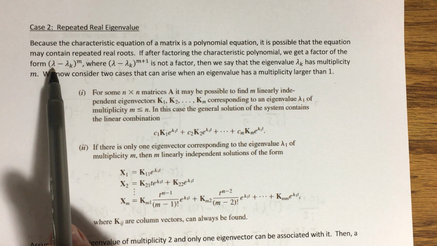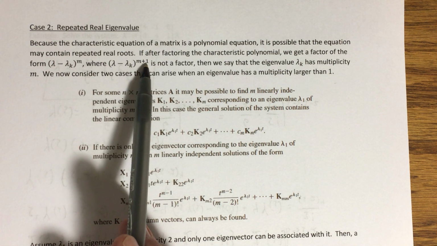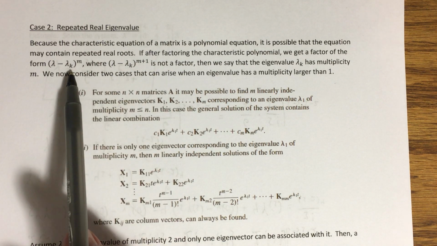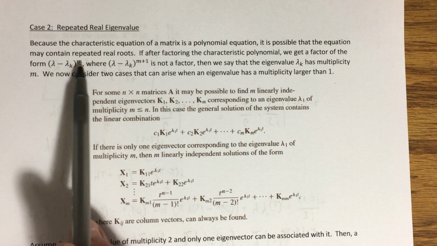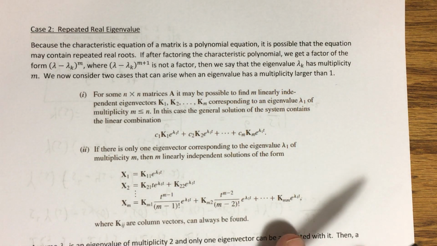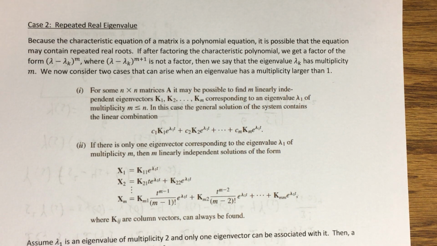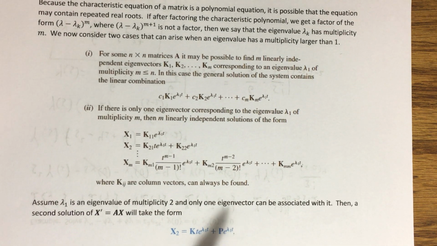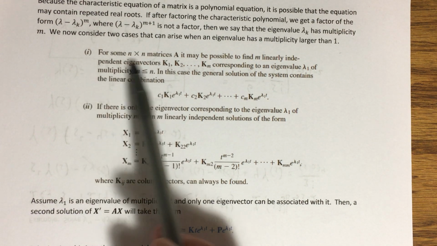factor of this form, lambda minus lambda k to the m, where lambda minus lambda k to the m plus 1 is not a factor. Basically, that just means if you factor this completely, m is the highest power that we can represent this by. In particular, we're interested in the cases where the multiplicity of an eigenvalue is 2 or greater. So there's a few different cases to consider here. We're going to focus on 2, but let's start with this first one here.